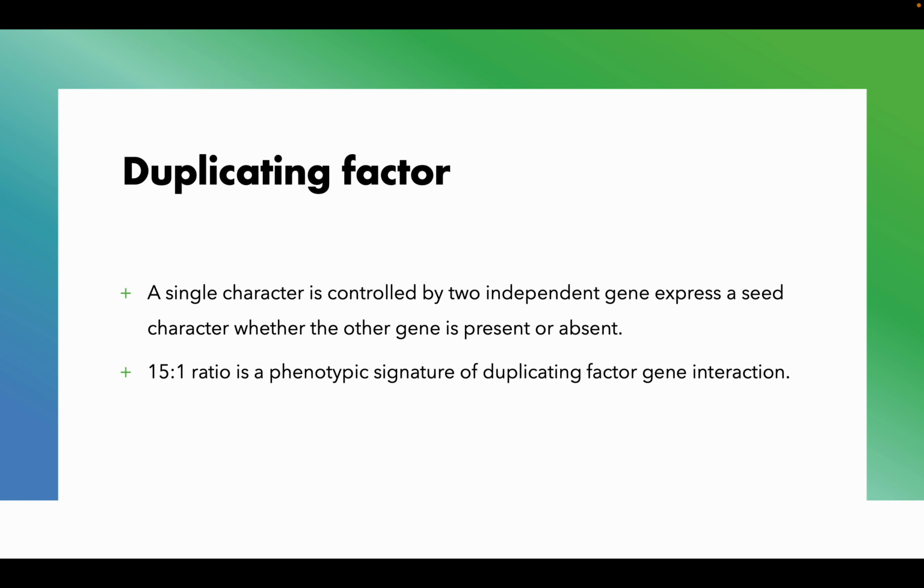Another one is duplicating factor. It is controlled by two genes, right? But if one is present, that is enough to produce the phenotype. When both of them are present, you will still see the same phenotype as with one of them. So there is no enhancement by both of them. Only one is enough. Here you can see the ratio we get is 15:1.